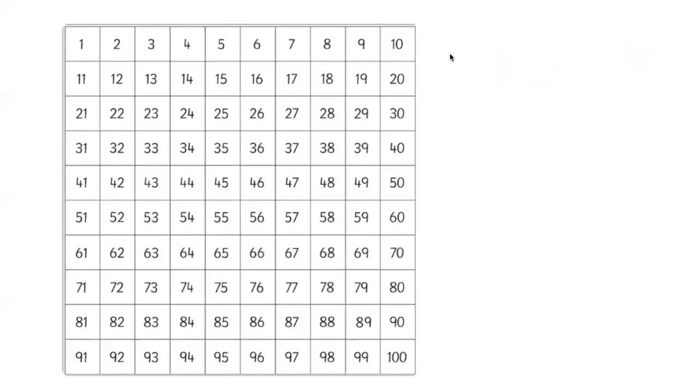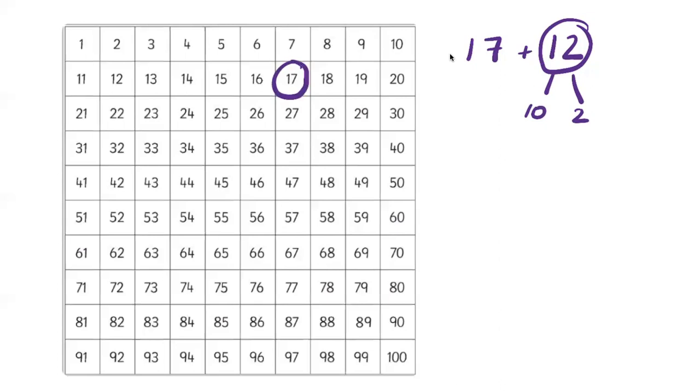Now, what we can also do is add more than just a 10. So for example, if I have to do 17 add 12, I need to think about my 12. I need to think of it as a 10 and a 2. So what I do is I find 17 on the 100 square, and then I add my 10 first. I've got to 27. And then once I've got to 27, I'm going to add 2.